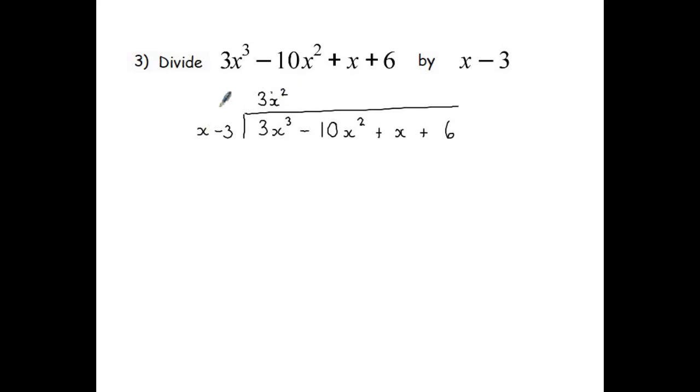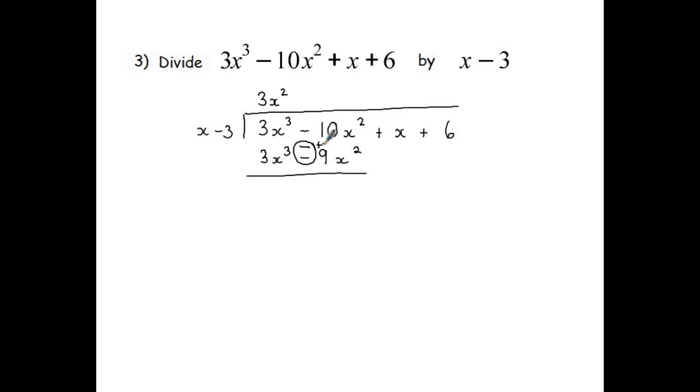Times back out, so 3x squared times x gives us 3x cubed, and 3x squared times minus 3 gives you minus 9x squared. And subtract, so 3x cubed take away 3x cubed is nothing, minus 10x squared subtracted by minus 9x squared.